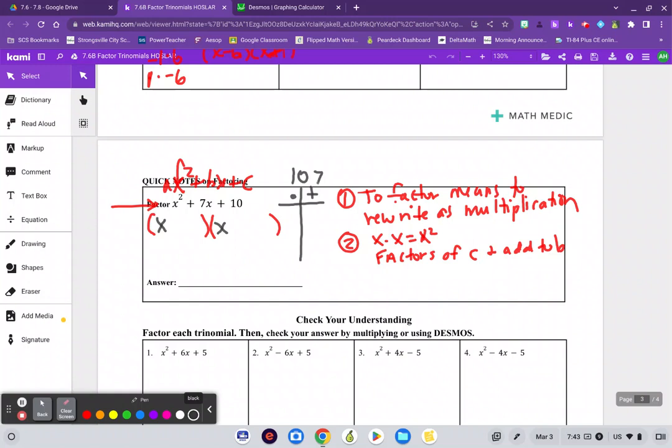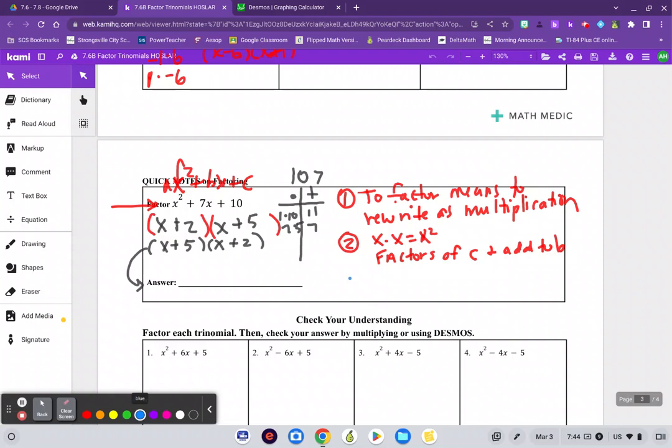Okay, so let's look at factors of 10. 1 times 10, and that gives me 10. If I add those, though, I get 11, so that's not going to work for me. All right, 2 times 5 gives me 10, and if I add those, I get 7. Yeah, that works for me. So I can say plus 2 and plus 5. Or you could say x plus 5 times x plus 2. It does not matter what order you put those in. And this actually would be my final answer, either one of those.